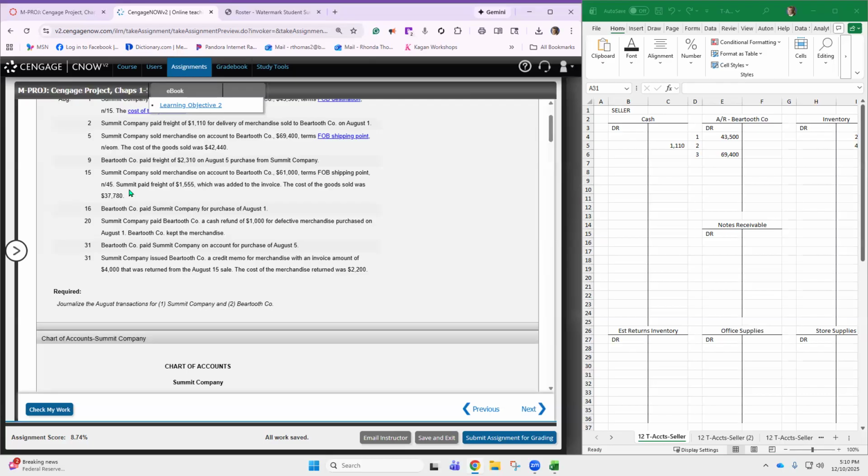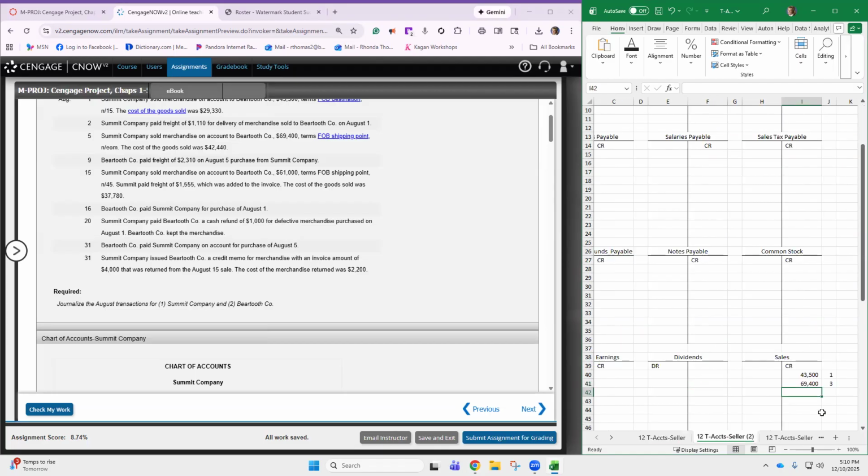So let's take one thing at a time. So, all right, so this is number 1, 2, 3, 4, 5. This is number 5. Okay. Invoice number 5, or transaction number 5. So here's the sellers. So this is going to go into accounts receivable Beartooth for $61,000. And then we're going to credit sales for $61,000 for transaction 5.